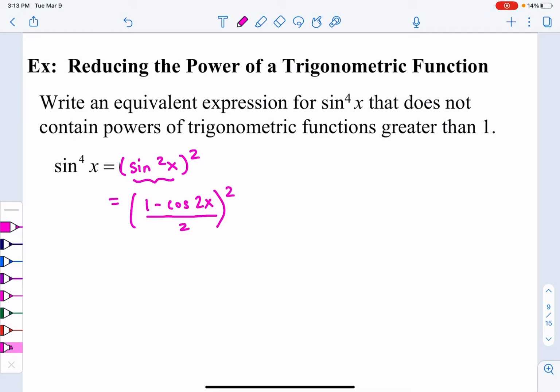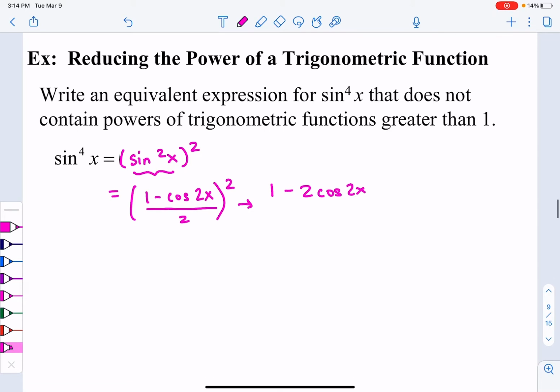Now I have something squared, so I'm going to take that top piece and I'm going to double square it. So if I square it, I'm going to have a 1 to the 2nd power, which is 1. And I'm going to have 1 minus cosine of 2x doubled is going to give me a minus 2 cosine of 2x. And then I have the minus cosine 2x squared, so then I'm going to end up with a positive cosine squared of 2x. And that's all over top of, I have a 2 on the bottom to the 2nd power, so I'm going to have a 4 on the bottom.